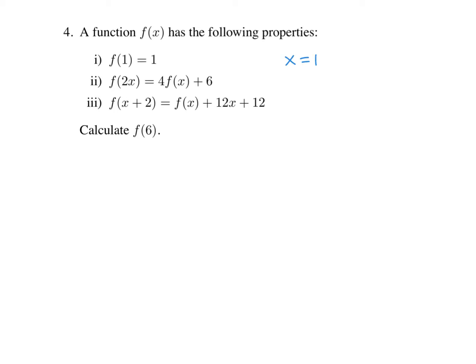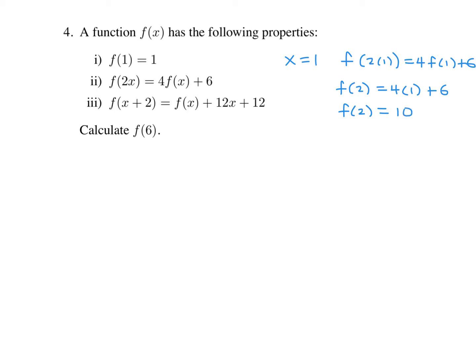When x equals 1, using this equation, we have f at 2 times 1 is equal to 4 f at 1 plus 6. So that means f at 2 is 4 times f at 1, which is 1, that's been given, plus 6. So that means f at 2 is equal to 10. Okay, let's keep going.